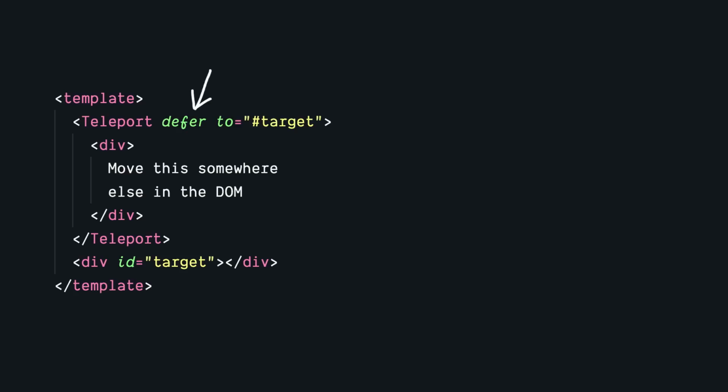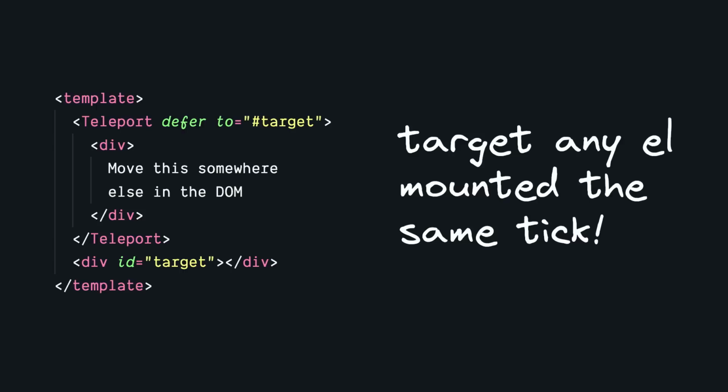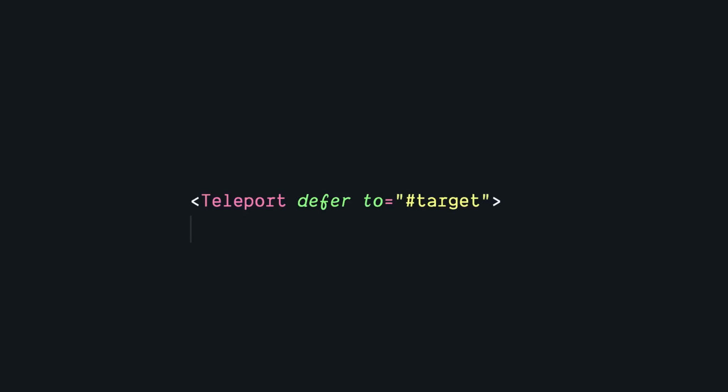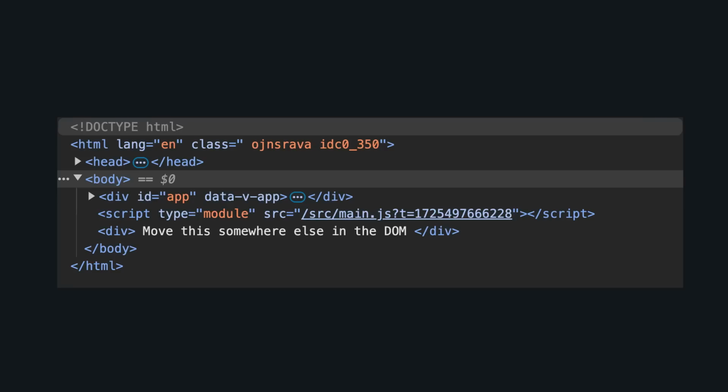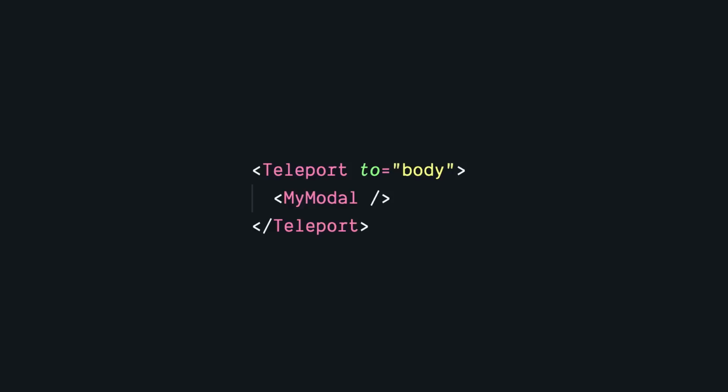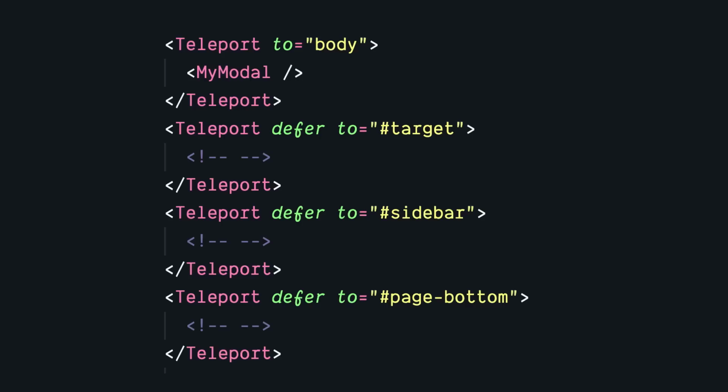But with defer, we can tell this teleport to mount after the current render cycle. This means that we can target any element mounted the same tick as our component. And this gives a ton of new ways to use teleport. Instead of teleport just being viewed as a way to render something outside of our Vue app, like a modal, we can actually throw template code around in our Vue app.